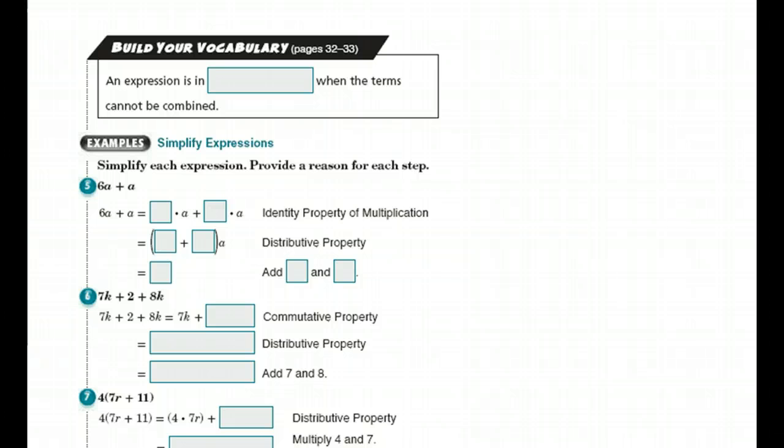So it says build your vocabulary. An expression is in simplest form when the terms can no longer be combined. So that means that there's no more like terms. All the terms are unlike. Oh, and I spelled simplest wrong. This should be simplest form when the terms can no longer be combined.